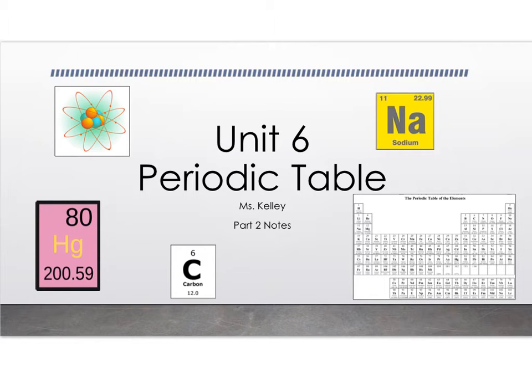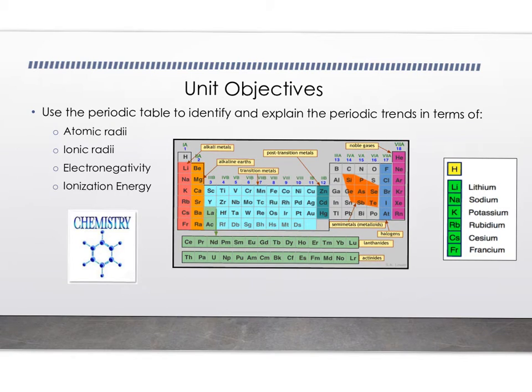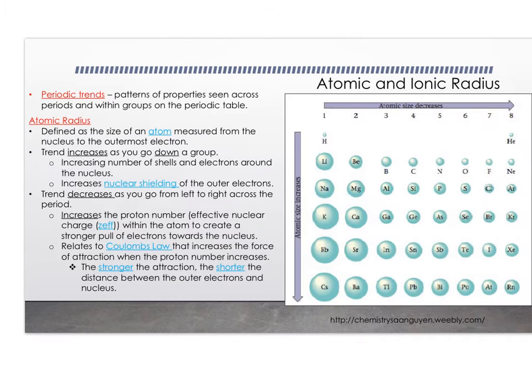This is Unit 6, Part 2, Periodic Table Notes. By the end of this lesson, you should be able to use the periodic table to identify and explain the periodic trends in terms of atomic radii, ionic radii, electronegativity, and ionization energy.